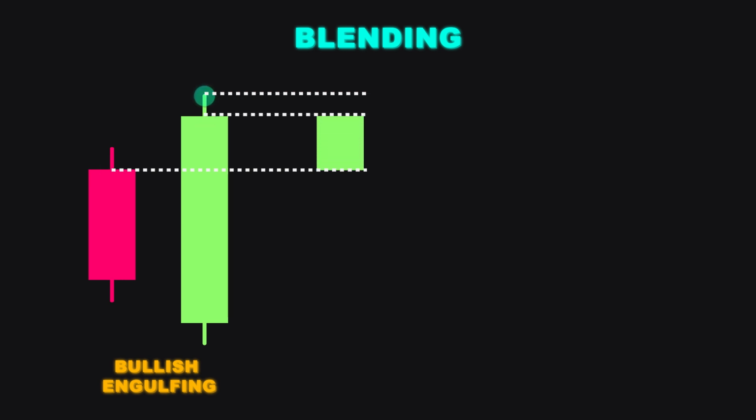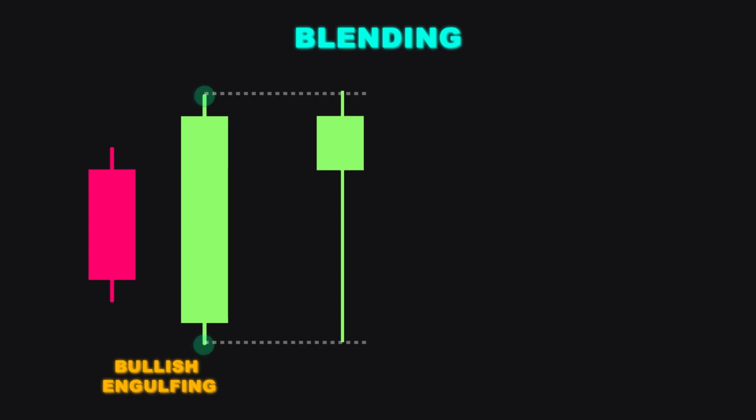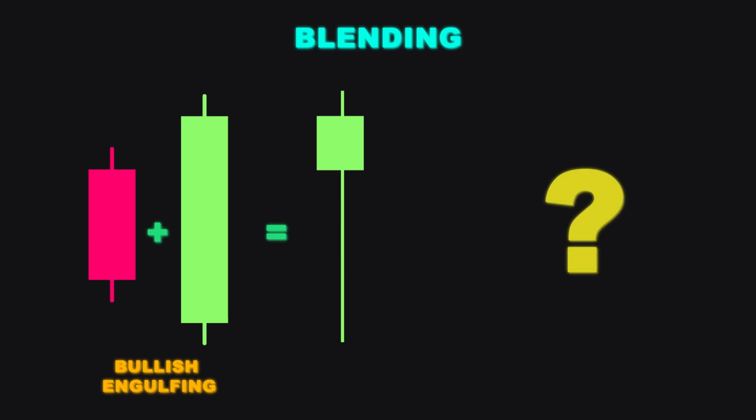Next, the highest price point in both candles will form its upper wick till the body, and the lowest price point in both candles will form the lower wick point till the body. So now, the blending process has been completed and this candle has come to us. Now, let's determine which candle this is.